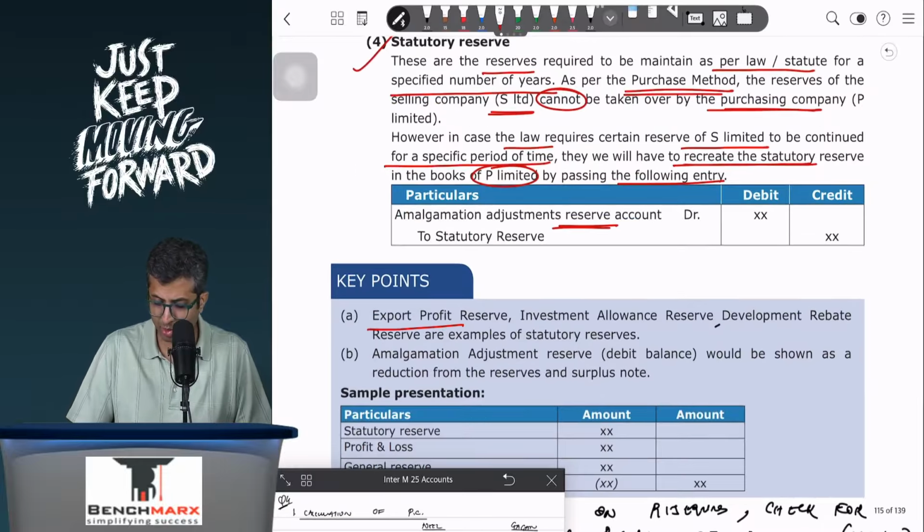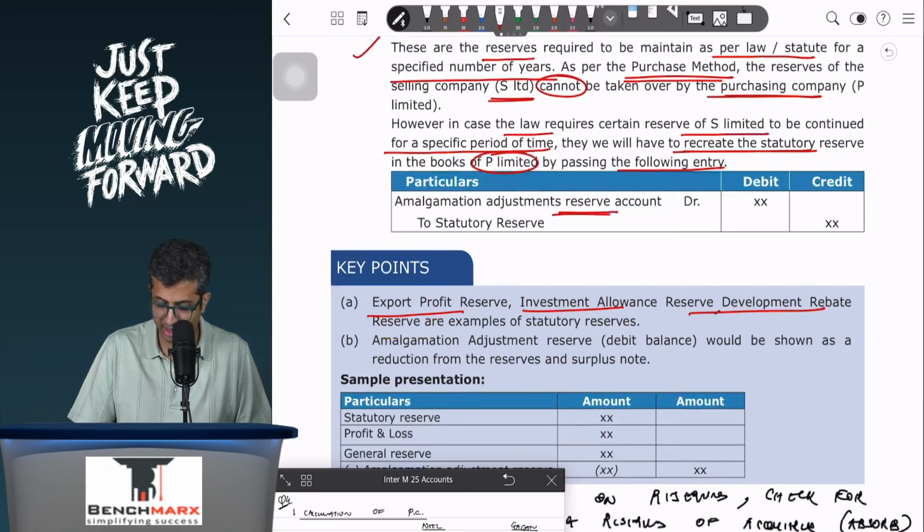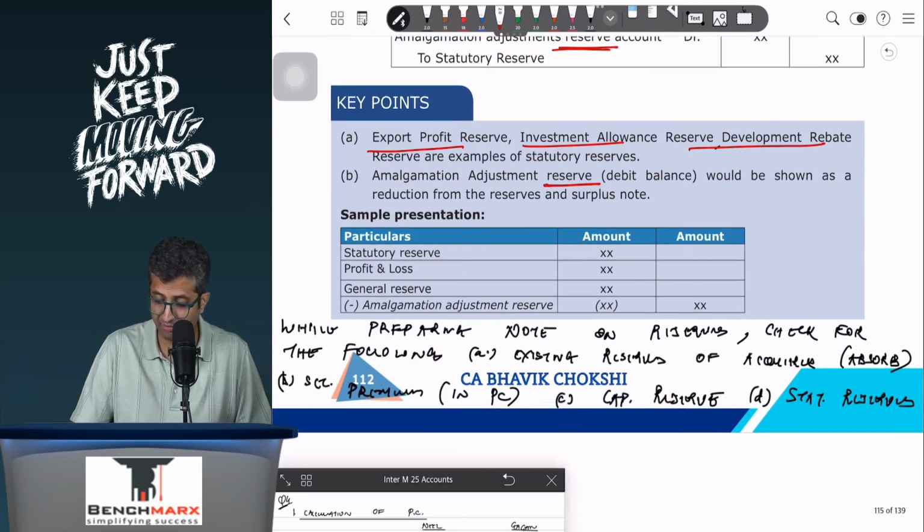Export profit reserve, investment allowance reserve, and development rebate reserve are examples. Amalgamation adjustment reserve will have a debit balance and will be shown as a reduction in the reserves and surplus note. So over here there will be a statutory reserve, and next to that an amalgamation adjustment reserve will also appear.